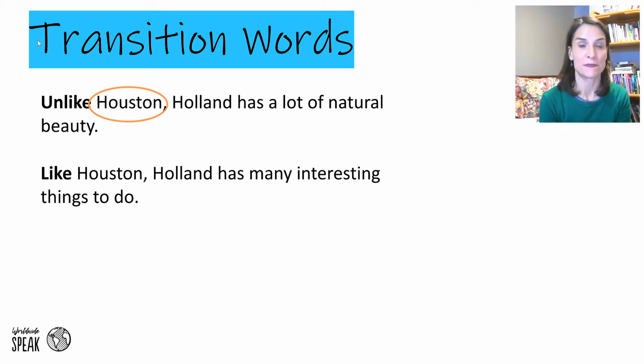And in the second example, "Like Houston, comma, Holland has many interesting things to do." So it's pretty simple to use this word. You just are going to use your word, unlike or like, and then your first place, your noun, like unlike Houston, and then I'm going to make the sentence showing the opposite. Holland has a lot of natural beauty.